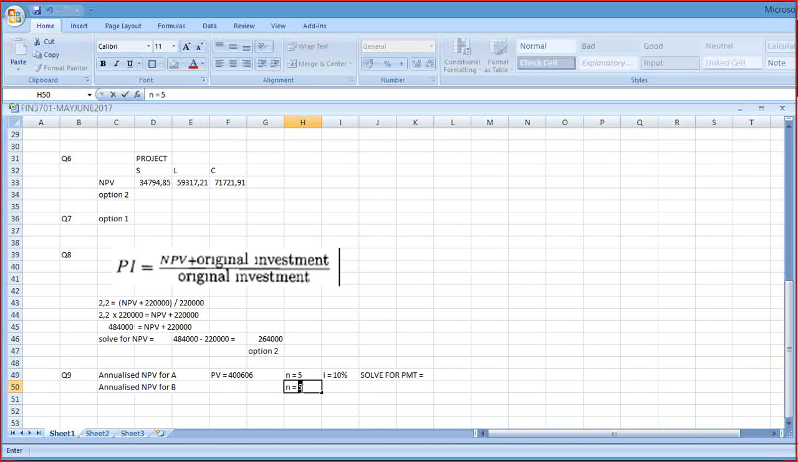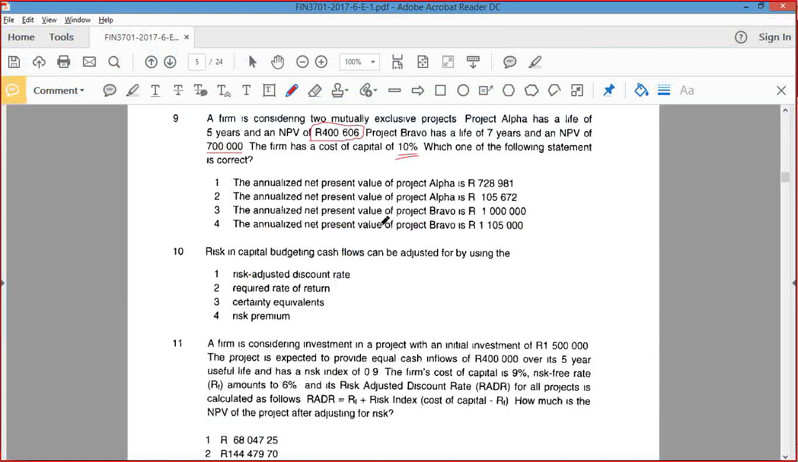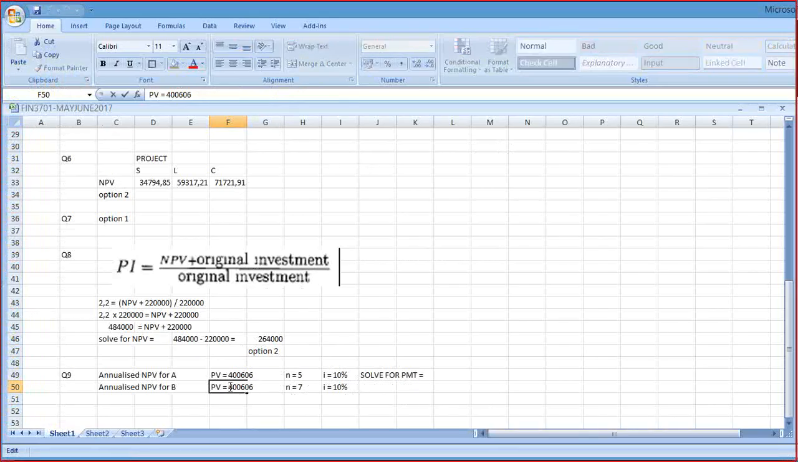So what I've got here is the workings for the actual calculation. PV is the last one that I need. How much is PV for B? PV for B is 700,000. So you insert the NPV as the present value because you're spreading it amongst 7 years, because the projects' useful lives are different. So annualized NPV is better. This is study unit 3. We're looking at the refinements when looking at capital budgeting.